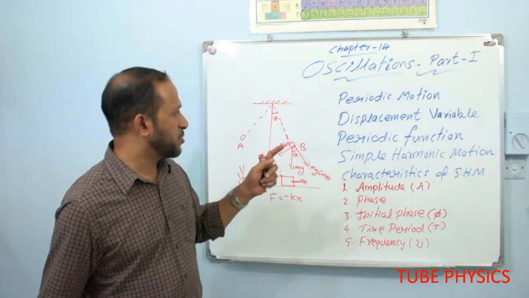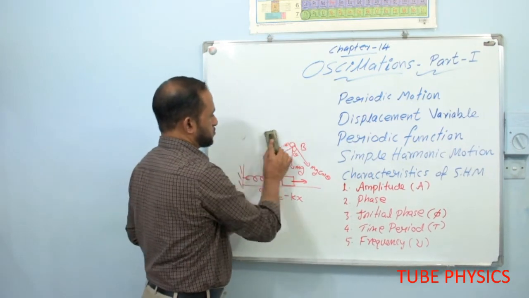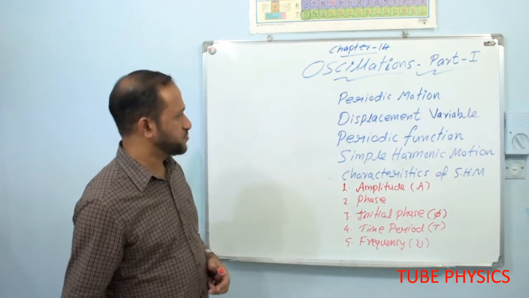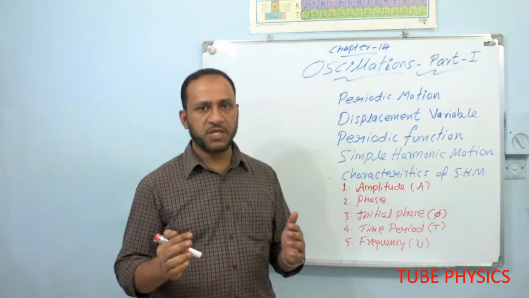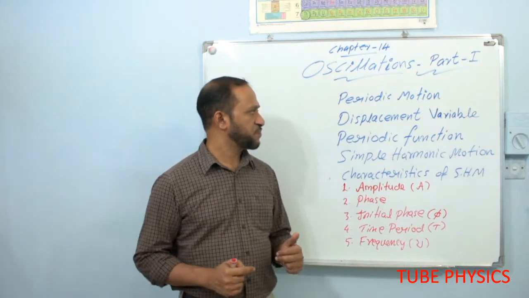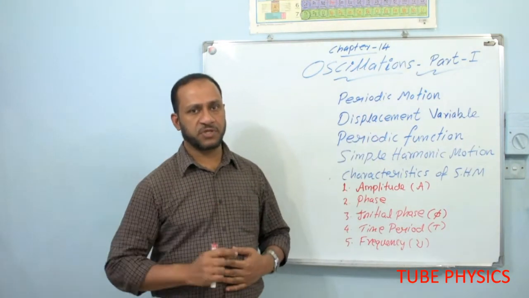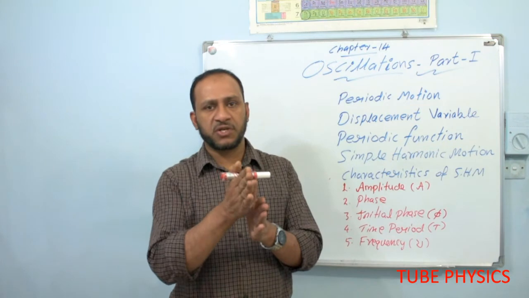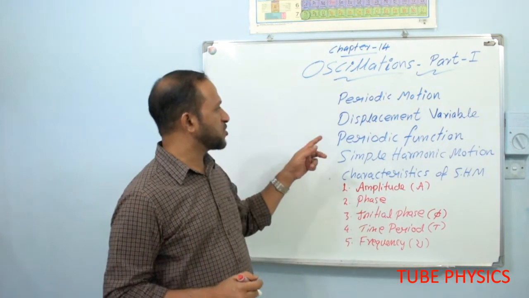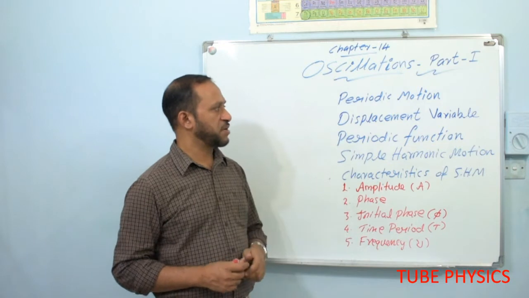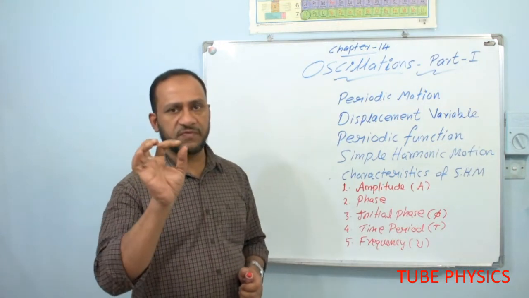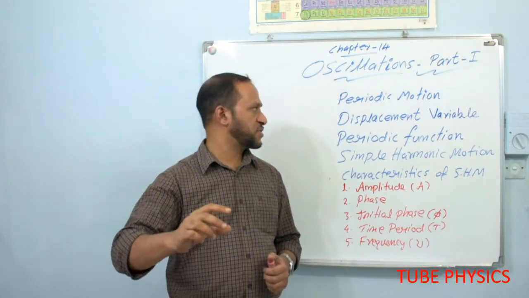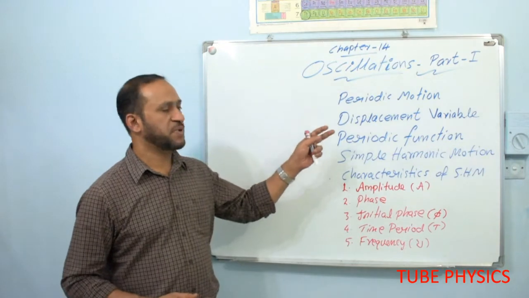Now we can see other important points here. The next important point is about the displacement variable. In a periodic motion, the displacement variable has a wider perspective than the displacement we studied in one-dimensional motion. In one-dimensional motion, displacement means the straight line distance between the initial position and final position. In case of periodic motion, the displacement variable can be any physical quantity which changes with time. A physical quantity varying with time is called a displacement variable.